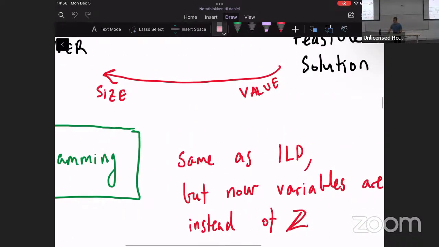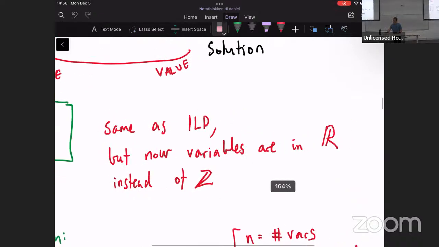Let's say still all of the coefficients are rationals. But the only difference between ILP and LP is that now the solver is free to choose values for the variables that are arbitrary reals as opposed to arbitrary integers. Okay, so linear programming is just integer linear programming, but without the integer. So now you're not constrained to only picking integers as a solution, you can pick arbitrary reals.